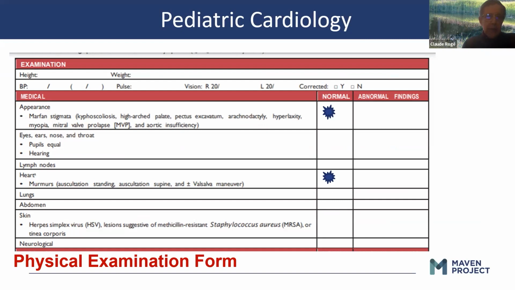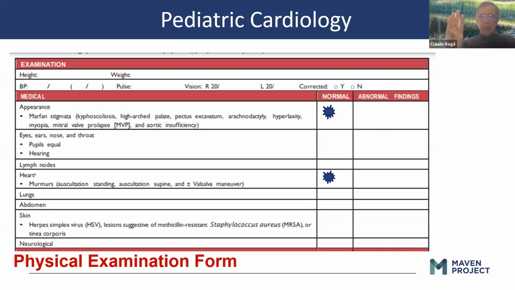And here is focusing on the appearance for Marfan syndrome. So something to try to remember, it's 1 in 1,000, so it's not very, very frequent, but you need to look for that when you do a sports physical. So kyphoscoliosis, that means that the curve is going in both directions, so front to back and side to side. A high arch palate, pectus excavatum, arachnodactyly, so that's very long arms and fingers, hyperlaxity, and so you have the thumb sign that you may have heard about.